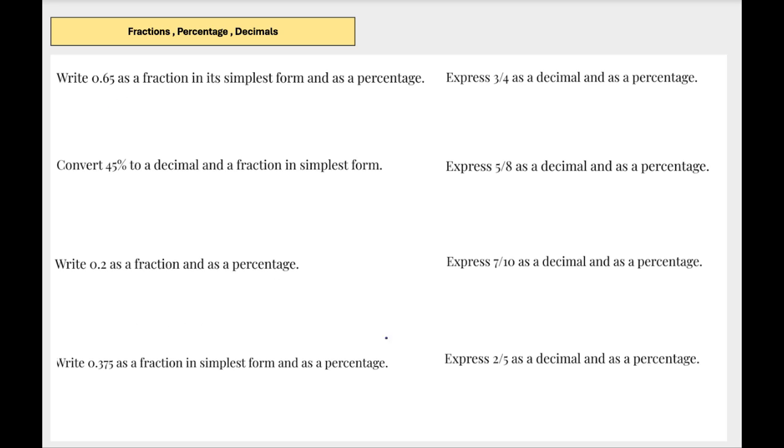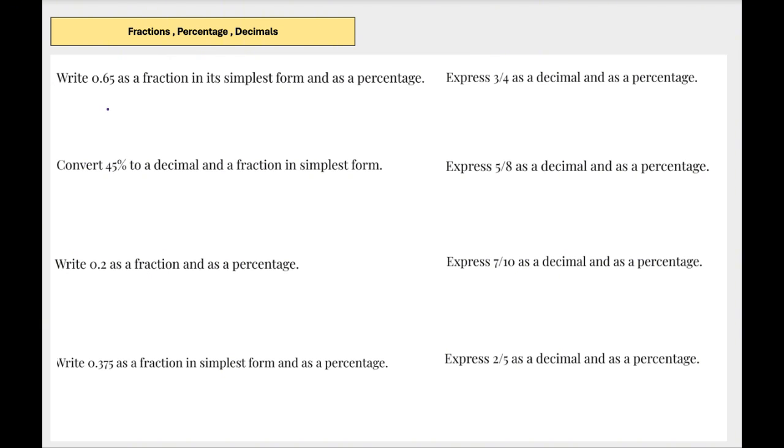It's a nice little refresher on converting fractions, percentages and decimals. It's in worded format, which can be a bit difficult for some people when it is in written format, but not to worry. I'll try and make it as simple as possible. So, 0.65 as a fraction in its simplest form and as a percentage.